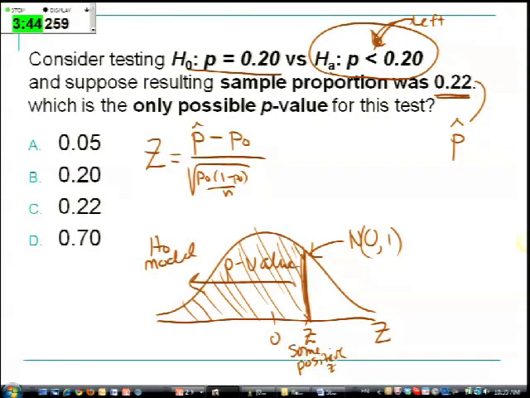The 20% that's in there for B is really your null value. The 22% is really your p-hat. That's not your p-value, that's your sample proportion value. The 0.05 is probably the level alpha you were going to do your test at. But it has to be a number more than half.